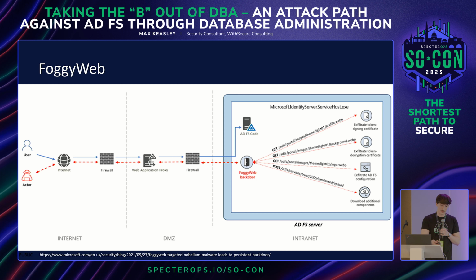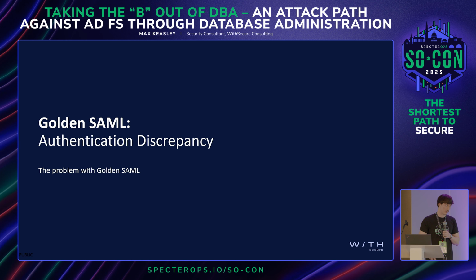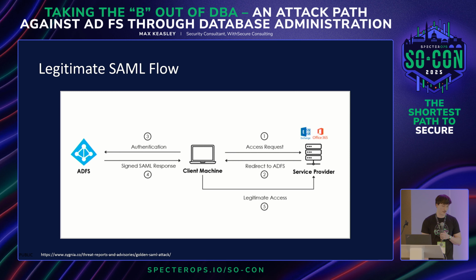So again, this exfiltration of the token signing certificate leads to golden SAML attacks, forgery of information. However, there is one problem that people are now aware of when it comes to golden SAML attacks: there's essentially a discrepancy in that authentication process. While golden SAML attacks are cool, they have this well-known discrepancy in the authentication process, which I'm going to cover.